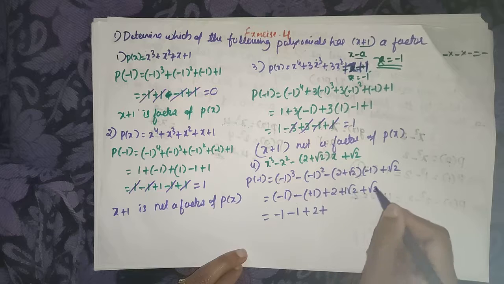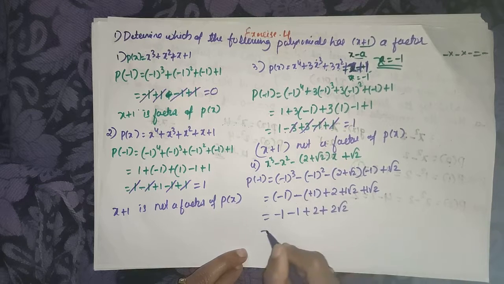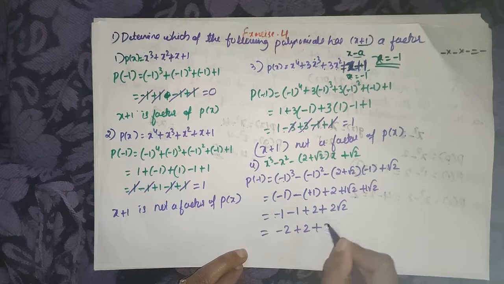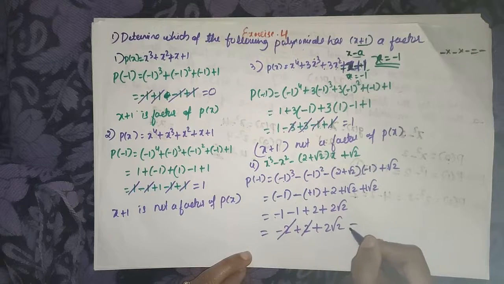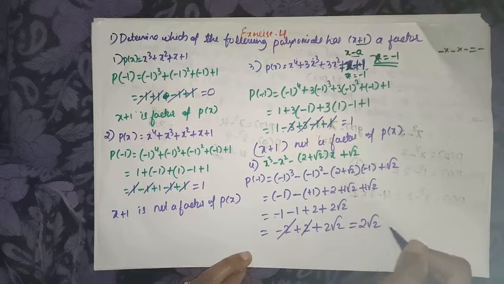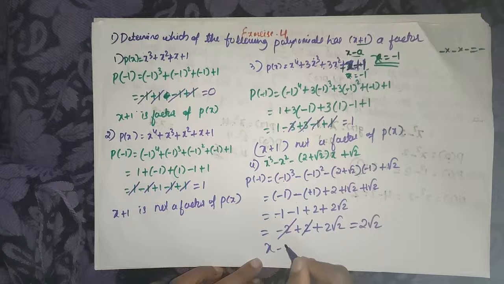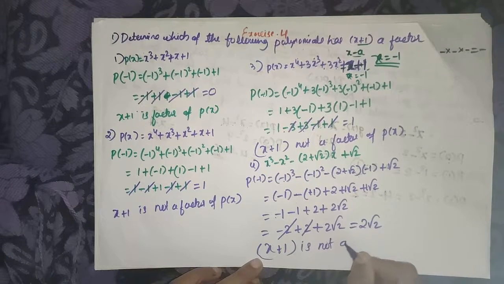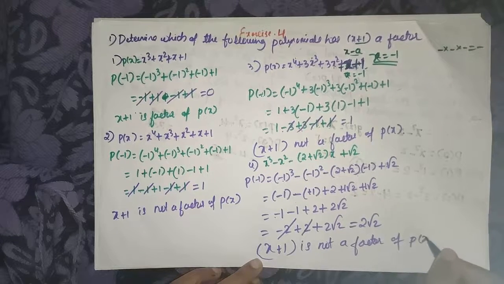So here this is minus 1, minus into plus, minus 1 plus 2 root 2. Here 1 root 2, 1 root 2, 1 plus 1 is 2 root 2. So minus 1 minus 1 minus 2 plus 2 plus 2 root 2. Here minus 1 plus 1 becomes 0. So this is equal to 2 root 2. This is the remainder. The remainder is not equal to 0 here. Again x plus 1 is not a factor of p of x.